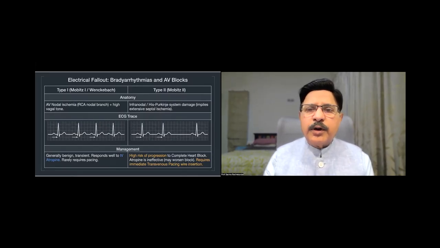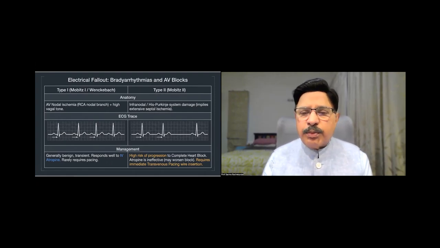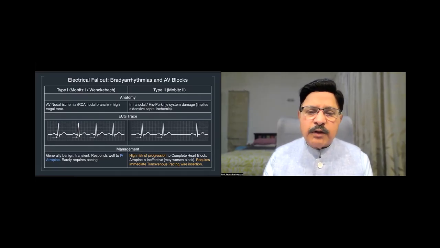Which one? Type 1 and type 2. Mobitz type 1 and type 2. Type 1 is called Wenckebach. High risk of progression to complete heart block is always there.